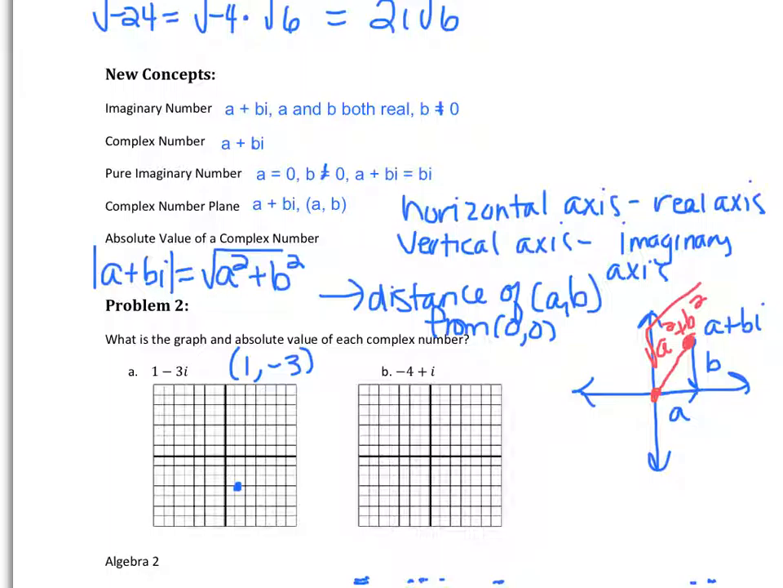Sure. All right, so the absolute value is given by the square root of a squared plus b squared.